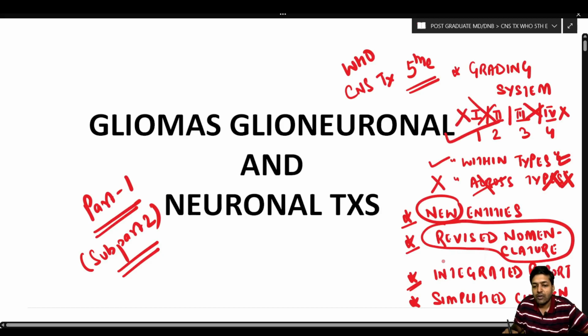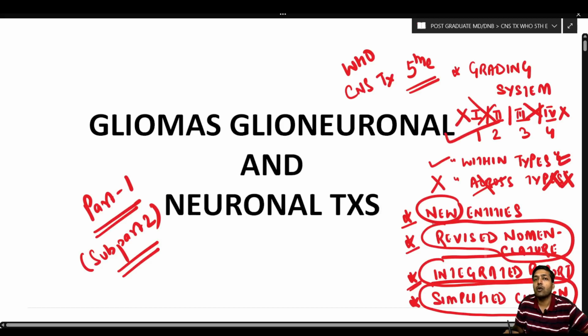Now we also have what is called an integrated report, wherein we have to integrate many findings in the same report. For example, we have to write the location of the tumor, histological diagnosis, molecular findings, and then we have to give an integrated diagnosis for a particular tumor. And the classification has been further simplified, which we are going to understand in today's topic of discussion.